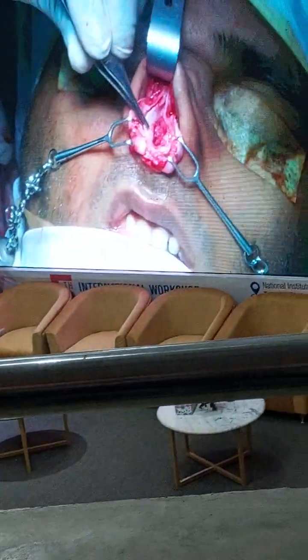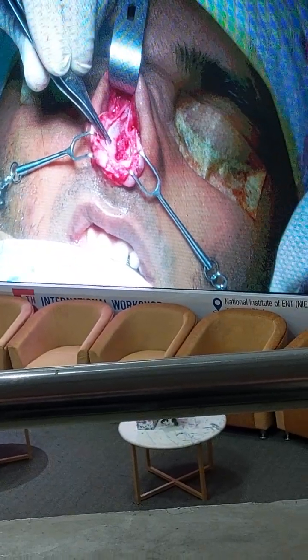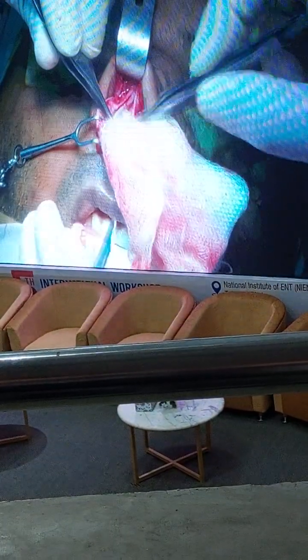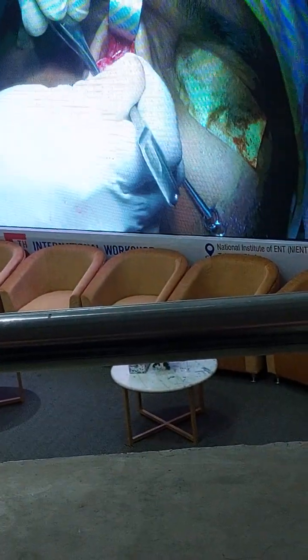Look, give me the number 15 blade. Because this is one of the common mistakes done by everyone. So this is the back end of the knife. So by the back end of the knife, you just make it straight like this.